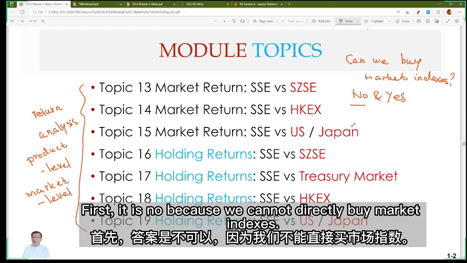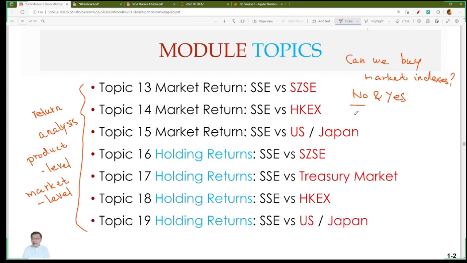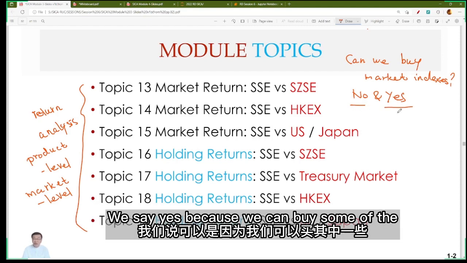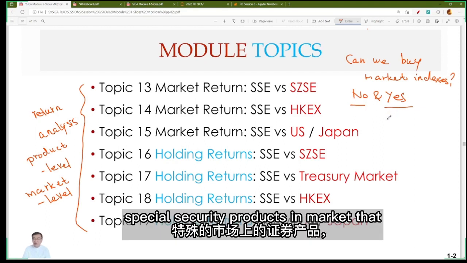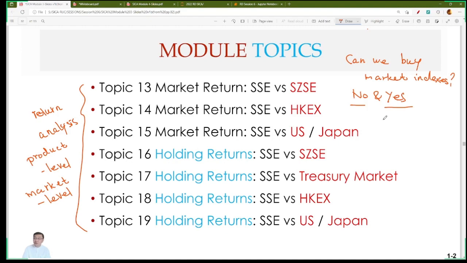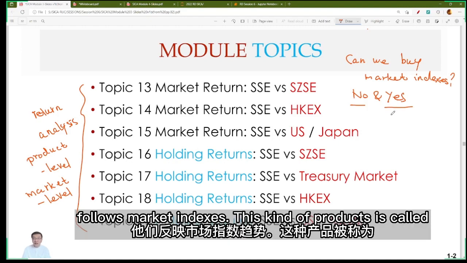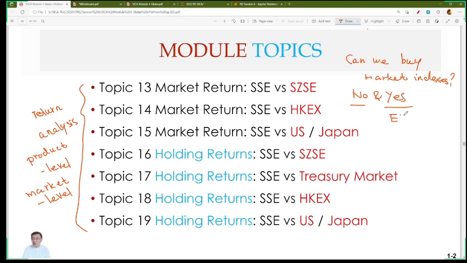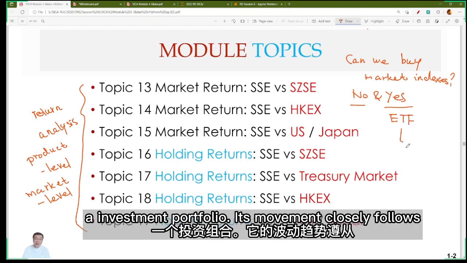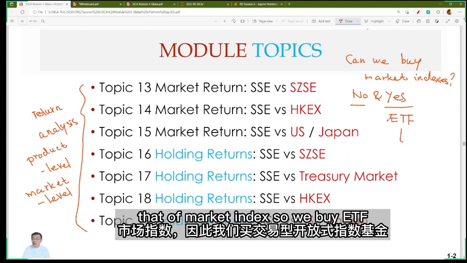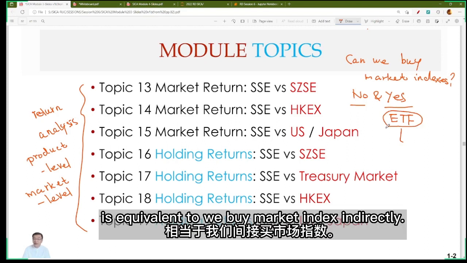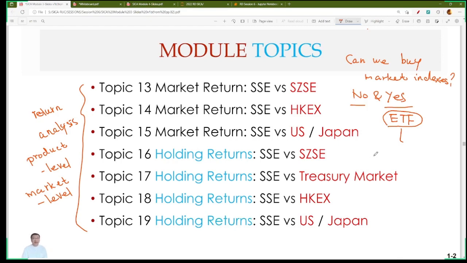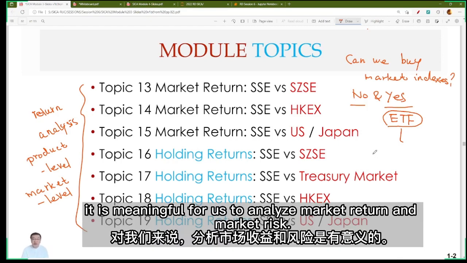First, it is no because we cannot directly buy market indexes. We say yes because we can buy some of the special security products in market that follow market indexes. This kind of product is called ETF. ETF is actually an investment portfolio. Its movement closely follows that of market index. So buying ETF is equivalent to buying market indexes indirectly. So this means it is meaningful for us to analyze market return and market risk.